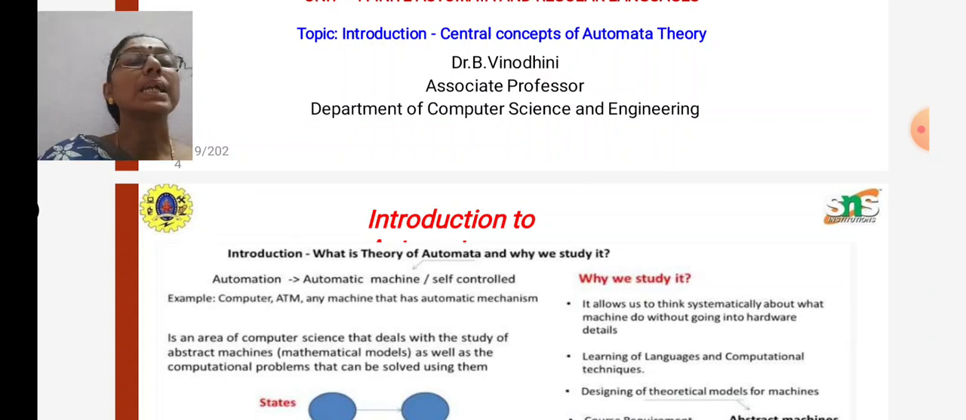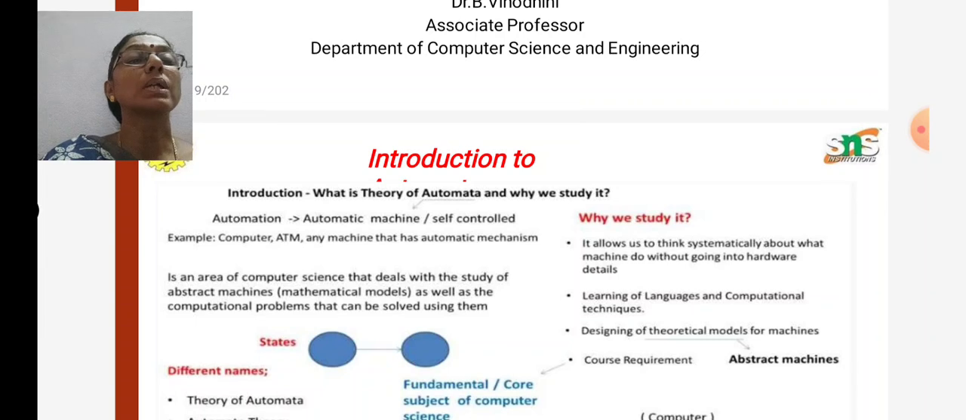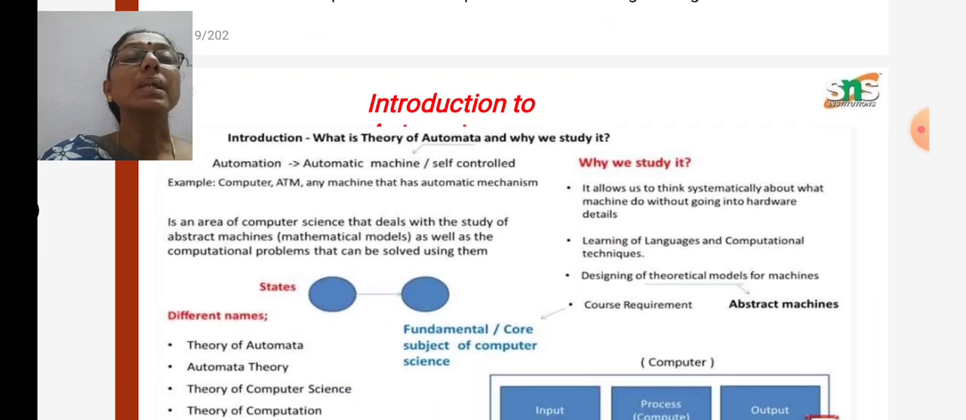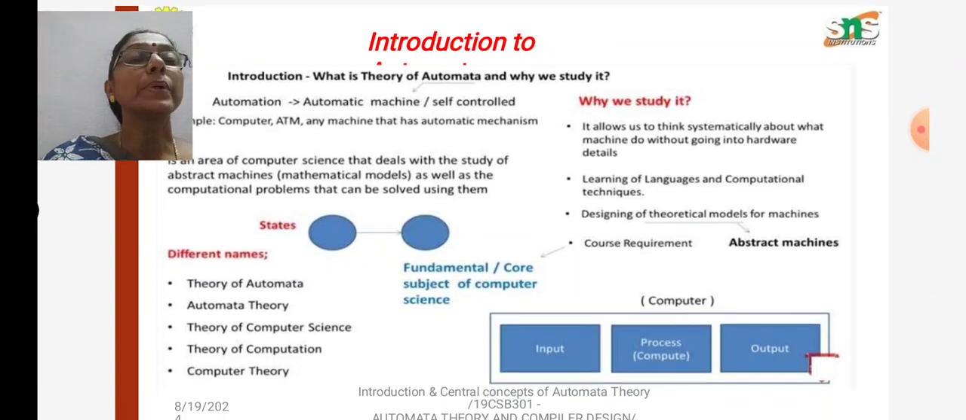So why do we study automata theory in computer science? It allows us to think systematically about what the machine does without going into the hardware details, and to learn languages and computational techniques and design theoretical models for machines. So the fundamental core subject of computer science is automata theory. For example, a computer is a machine that takes input in some form, processes it, and produces output in some other form. This is the process that can be performed by any machine.